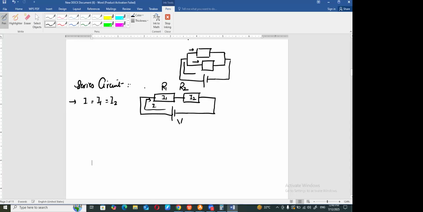The current will be the same. Then you have the voltage, right? The voltage across each resistance is V1 and V2. So what exactly is happening? The voltage is divided into V1 and V2. So V is equal to V1 plus V2.